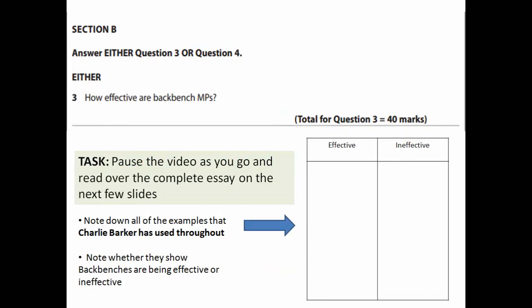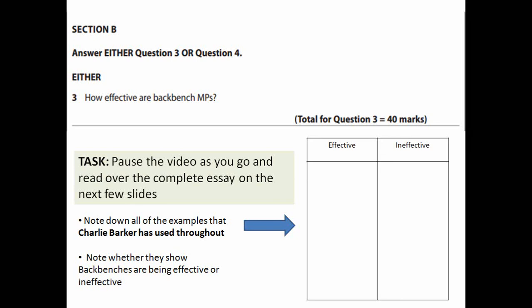Okay, what we're going to do is have the opportunity to go through a completed 40-mark style essay. Remember the question again is how effective are backbench MPs? What I want you to do, exactly as it says on the screen, is pause the video as you go and read over the complete essay, which is going to be on the next few slides.